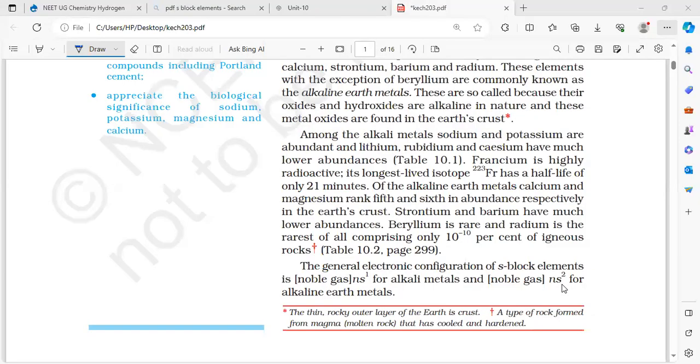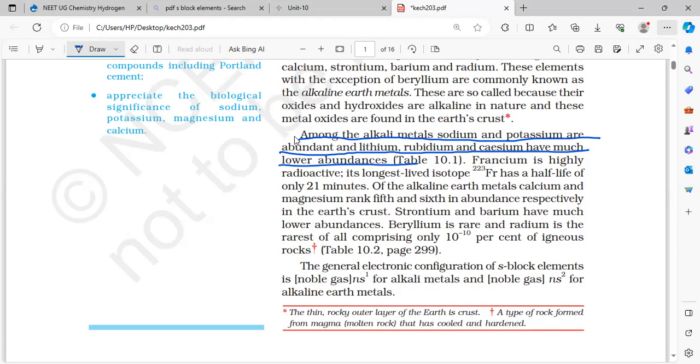Okay, this line you see. Among the alkali metals, sodium and potassium are abundant, and lithium, rubidium, cesium have much lower abundance. That is why India is not able to prepare lithium batteries in large quantity, because the source of lithium is very less. Nowadays they found storage of lithium in Ladakh Valley. Otherwise, lithium is being imported from foreign countries like the USA. That is one of the problems.